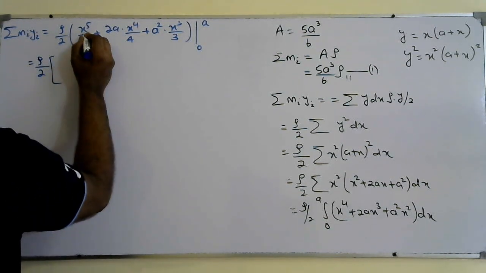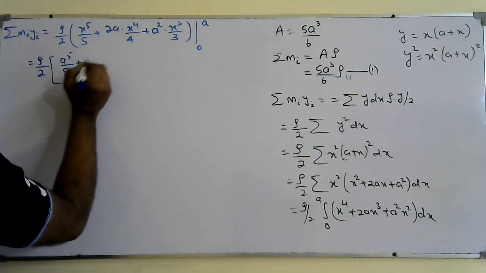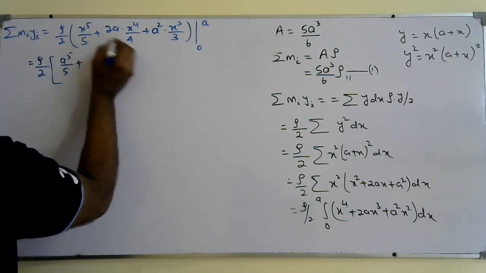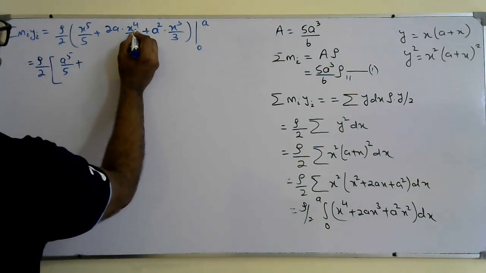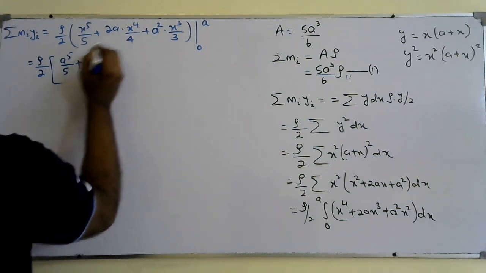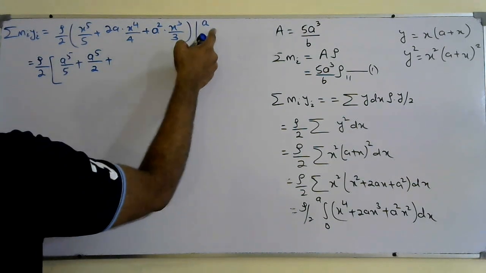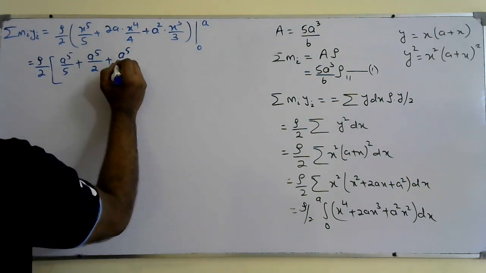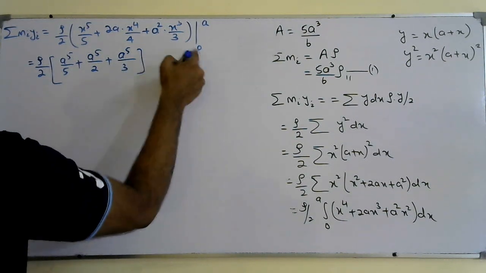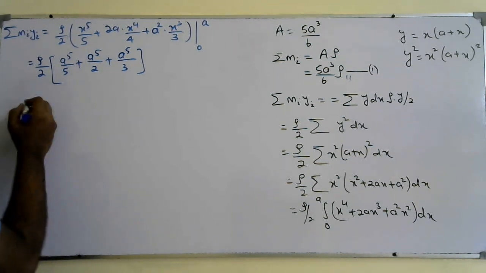Substitute a, then it will be a to the power 5 over 5 plus 2a to the power 4, so that will get cancelled, it will become 2 here in the denominator. So a to the power 4 into a to the power 5 by 2, plus this is a cube into a squared, a to the power 5 over 3. The 0 will always be minus 0, so I don't need to put that. Solve this one further.